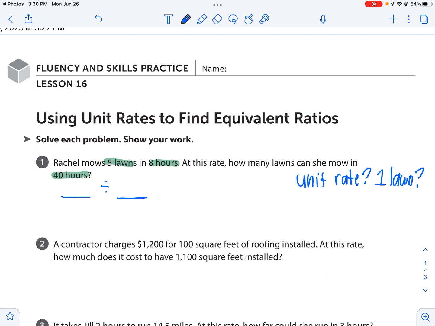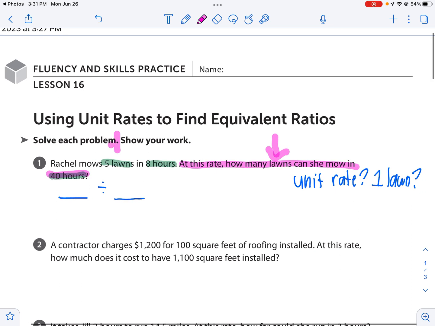part of the problem, which would be this part right here. At this rate, how many lawns can she mow in 40 hours? So since they're asking about lawns, I would put the lawns number first when I divide. So 5 divided by 8. Okay, that's a trick I would always use to check, because sometimes it's not always the order that it is in the problem. So make sure you're checking whatever they're asking you in the question, that word matches up with whatever you're dividing first. Okay, so 5 divided by 8.